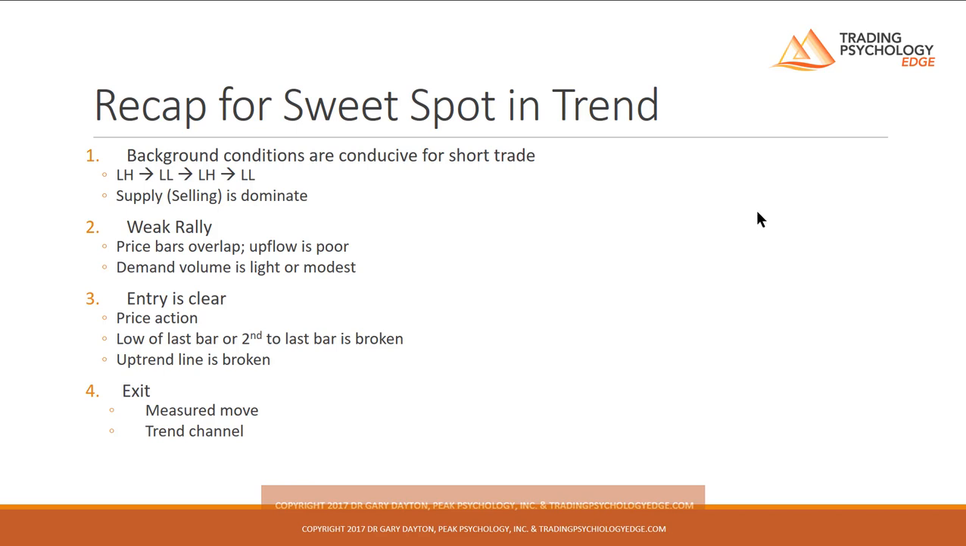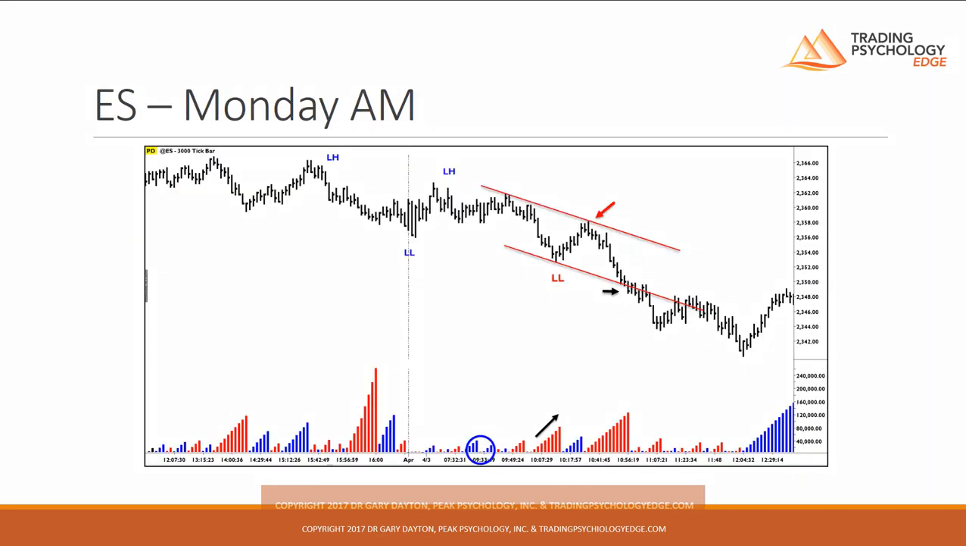So let's do a little recap here for the sweet spot in the trend. There are a few important points. The background conditions need to be conducive for the short trade. Okay, we're talking about short now here. So lower high, lower low leads to a lower high and a lower low. We want to see that supply or selling is dominant. And we saw that if we go back up here, we've got the conditions for the trade. Supply is dominant. That's pretty straightforward here.